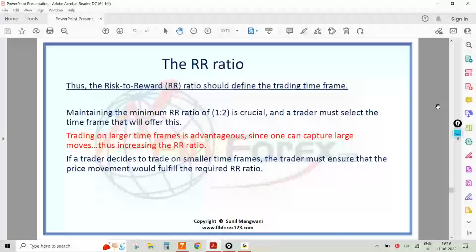Now, trading on larger time frames is always advantageous, especially in Forex. I'm more of a Forex trader because, to be honest, again, something which we mentioned in the last webinar, this is where the institutes, the banks are trading.